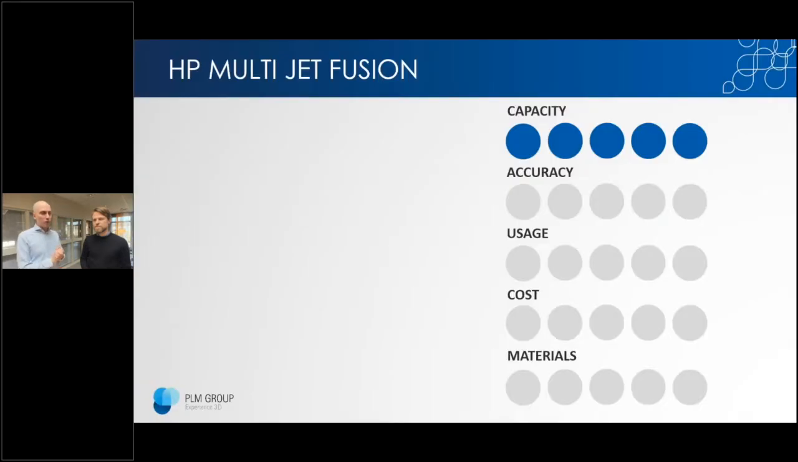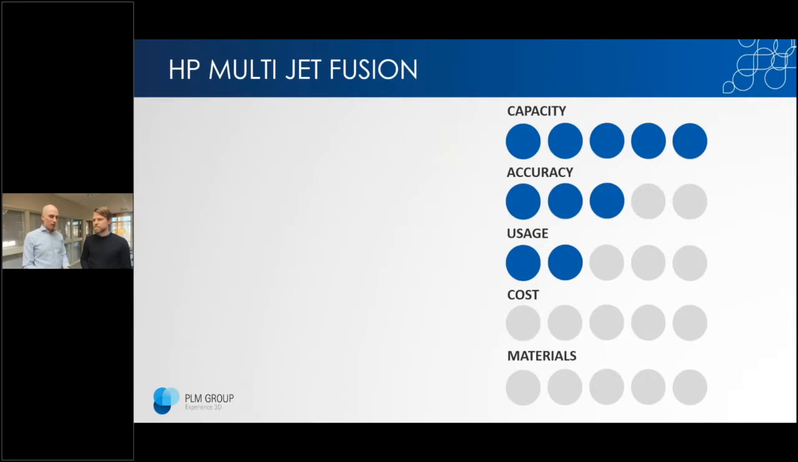Looking at what it's used for and its capacities. Capacity is the highest on the market. So this is a mass production machine, and it can compete with injection molding in many ways in terms of volume. That's one of the main benefits. Accuracy is pretty good. It's around the middle, so it's better than many, but there are technologies that are even better than this one.